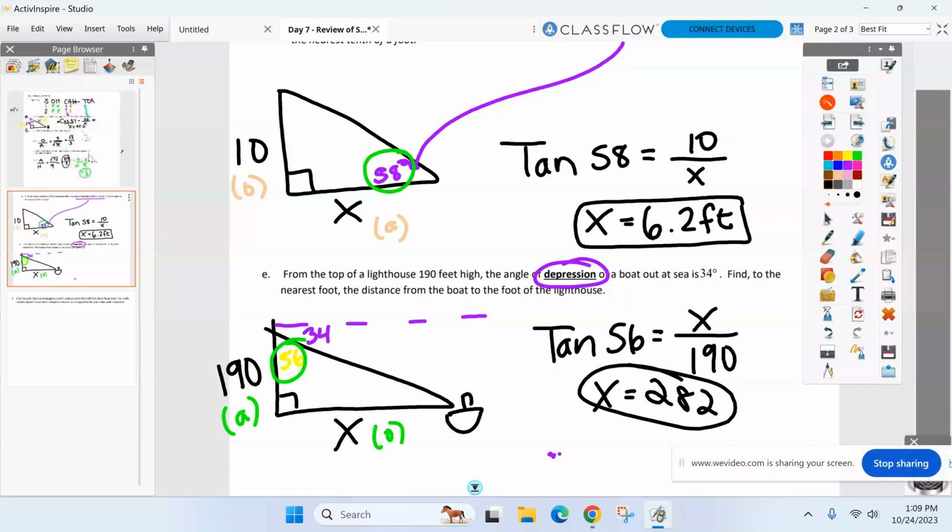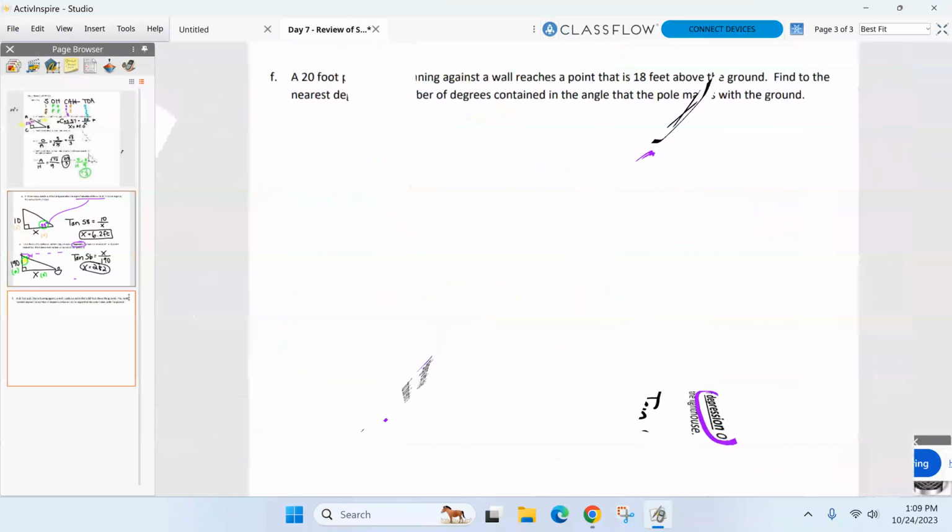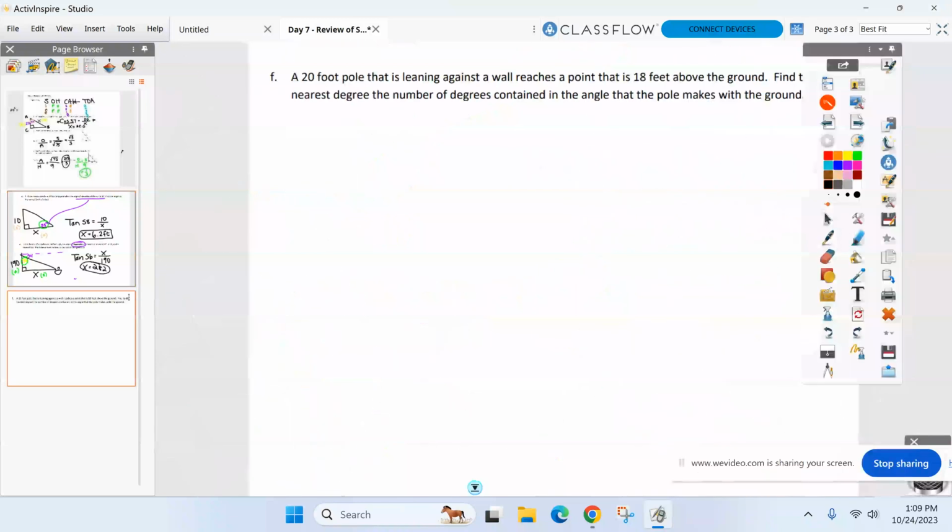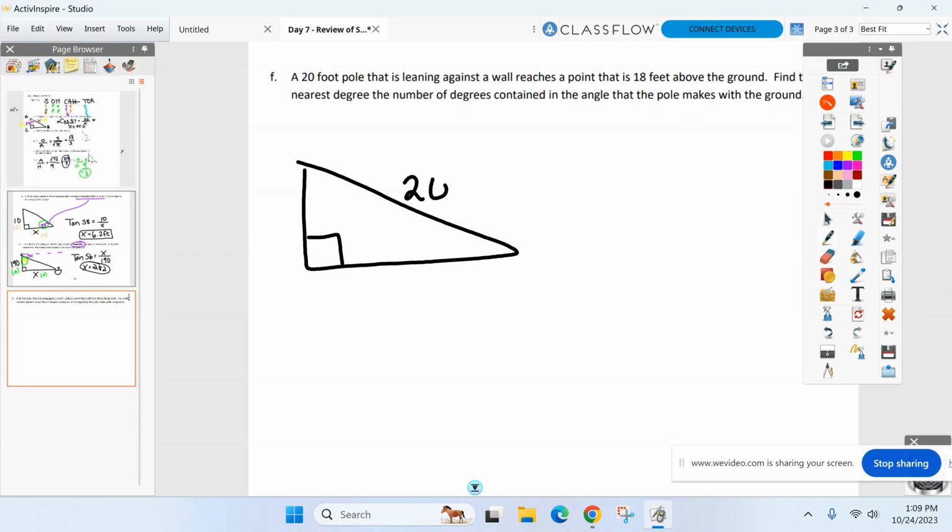Any issues here? Okay, I got one more for you, and then you're hopping right on the Delta Math. A 20-foot pole that is leaning against the wall. Where are we putting the 18 and the 20? I know we had an issue here. A 20-foot pole leans against the wall, so it's automatically like my ladder yesterday, where the hypotenuse is 20.